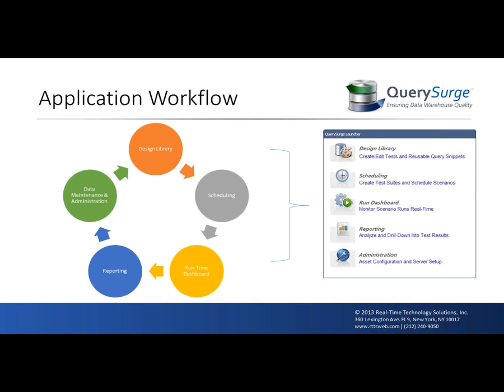In terms of the application workflow, QuerySurge is separated into 5 different modules. The workflow begins within the design library. This is where either your testers or your ETL developers will create and edit their tests and also create what we call a reusable query snippet, and we'll get into the details of exactly what that refers to. The next step of the process is scheduling. There's a few different ways to schedule your tests. There's an event-based trigger execution model that's in place and also time-based, so there's some flexibility there as well.